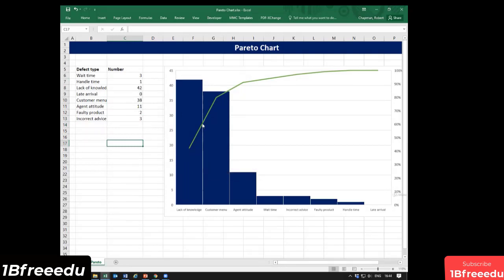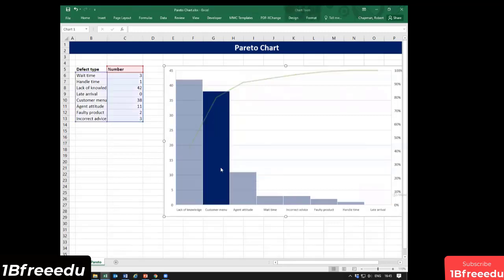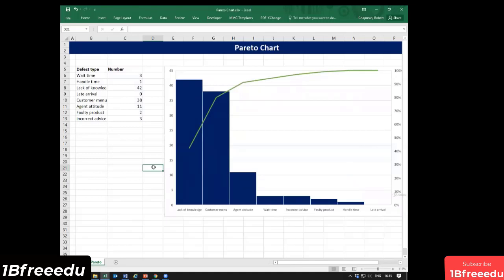And we have here our cumulative Pareto line. And it grows over time to show how much percentage this is actually representing. So if you think about the Pareto principle, obviously 80% would be here, right? And we're saying 20% of causes lead to 80% of issues. Well, we've got over 80% of our complaints identified in these 2, right? Because we've got over the 80% mark, we can see that over 80% of all complaints were because of these 2 particular things. So we can see lack of knowledge and customer menu are those 2 things that are the biggest issue for us, and we need to explore them further.